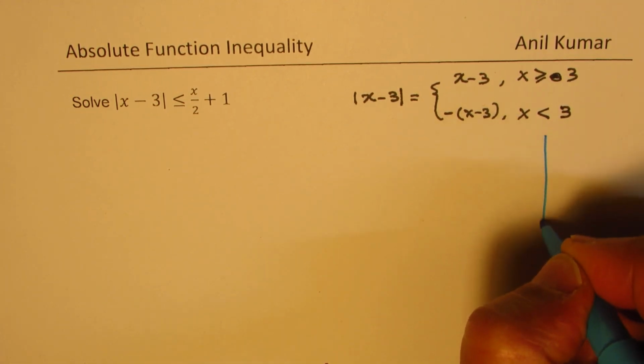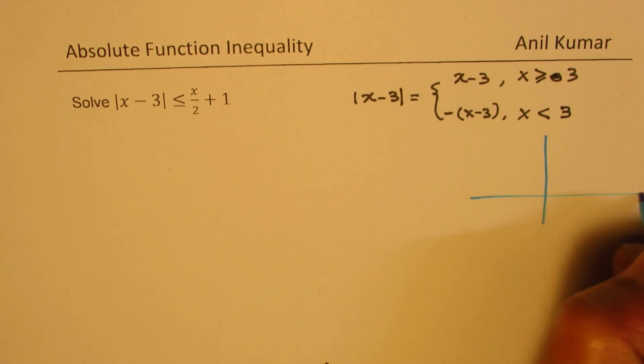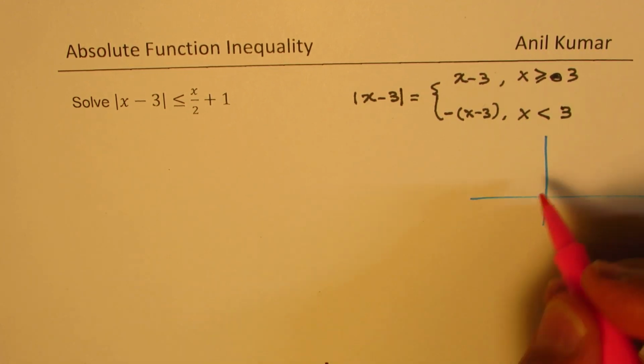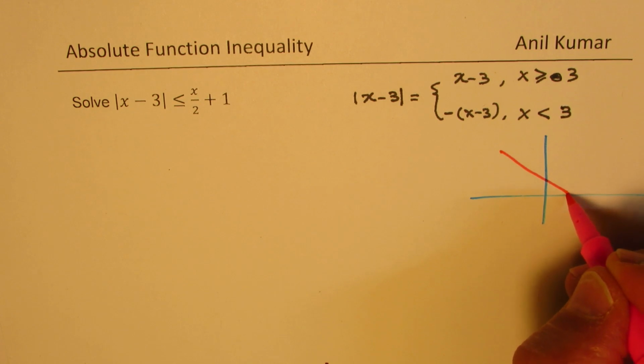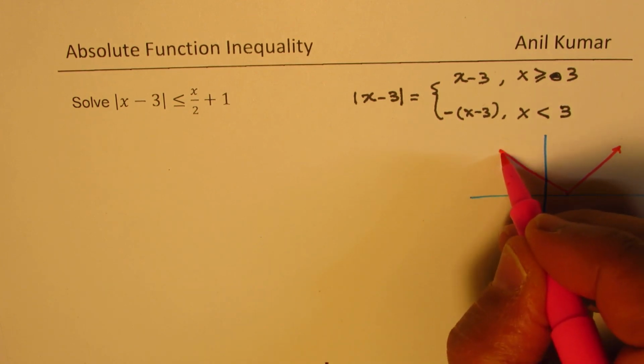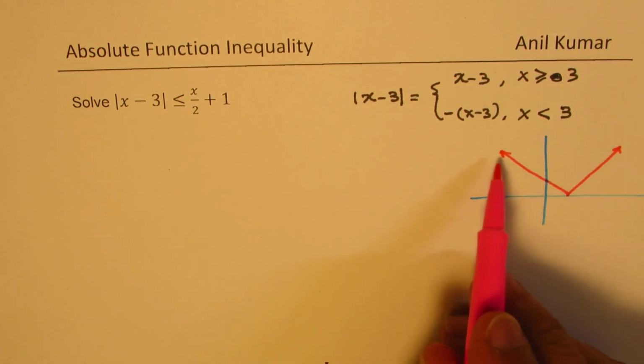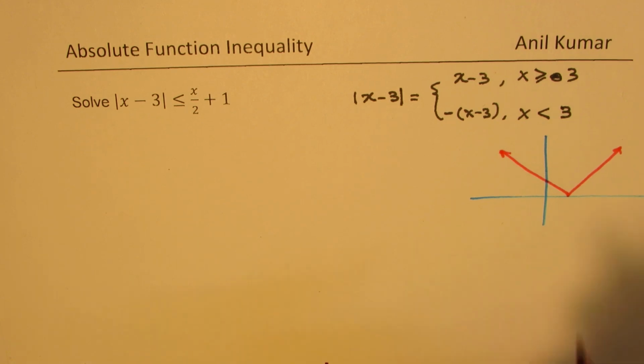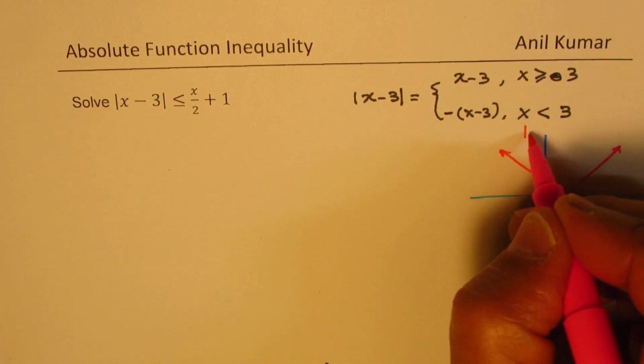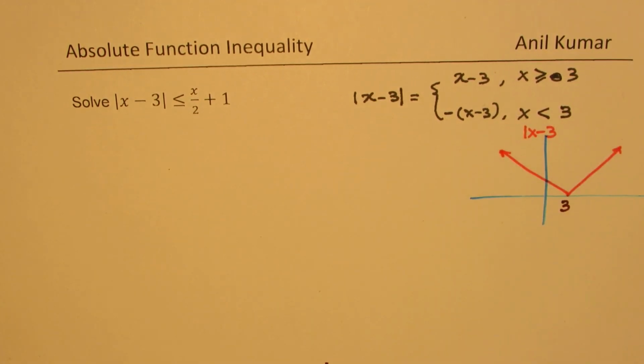So if you're trying to sketch this absolute function on a graph paper, it will kind of look like this. The absolute function will be kind of like this, right? So it is a combination of these two straight lines with the vertex at 3. So that is the function absolute value of x minus 3.